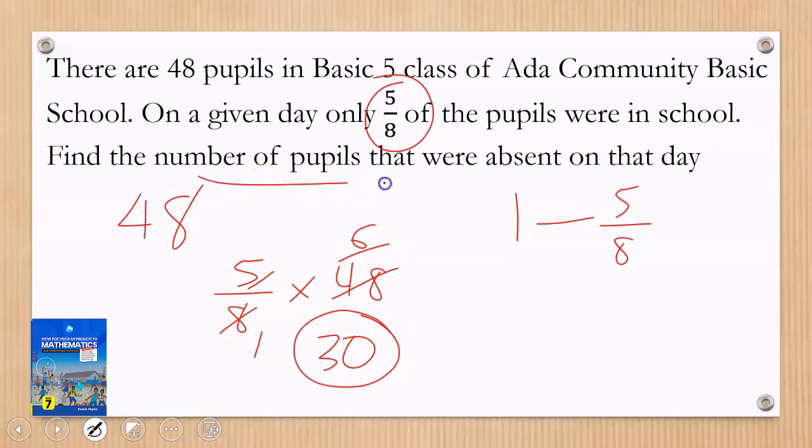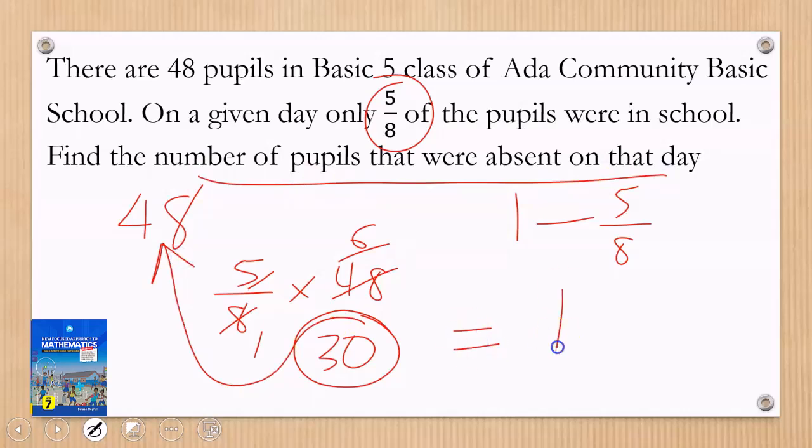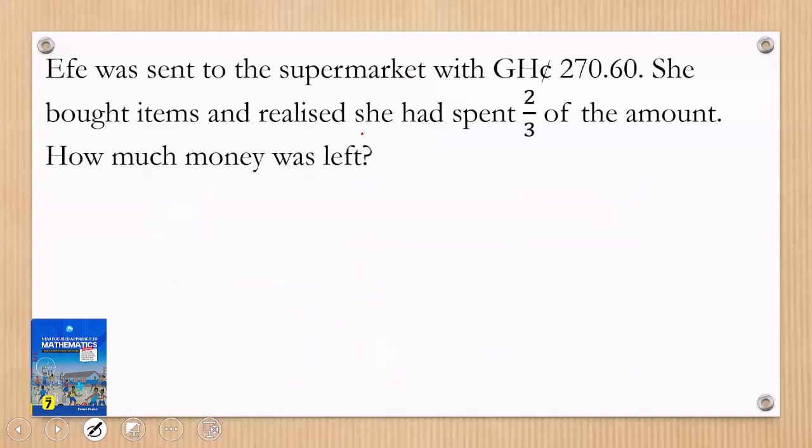If you want to find the number of people who were absent, I will just subtract this from 48, and so my answer becomes 18. Okay, so this is one way we can do this. Alternatively, we could have also taken the 5/8 from 1, and then taken the fraction of the 48. Right. Let's look at the last question.